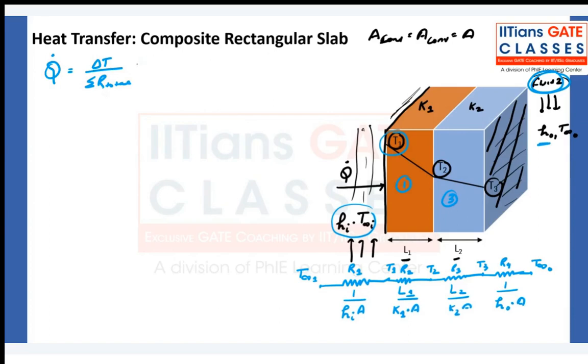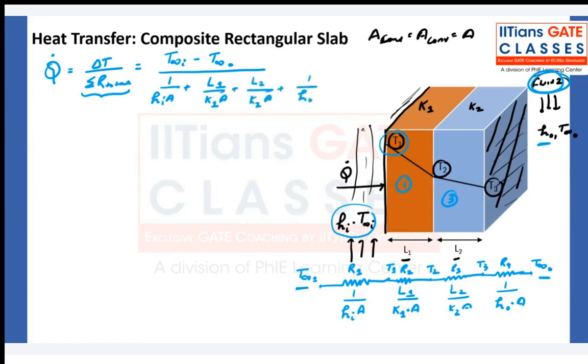So what is delta T? Now, because you are taking the total resistance, you have to take all the temperature difference, the whole temperature difference. So it will be T infinity i minus T infinity o upon the total resistance. What is the total resistance? R1 plus R2 plus R3 plus R4. So this is 1 upon h_i A plus L1 upon K1 A plus L2 upon K2 A plus 1 upon h_o A. Okay, is it clear?